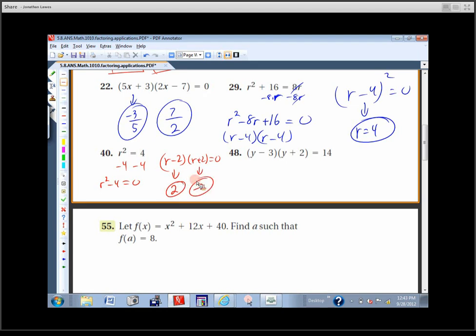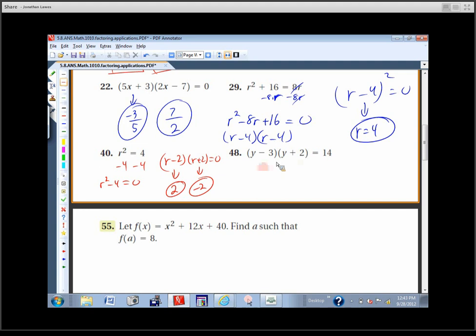Does anybody know another way to solve that one? John? Take the square root of both sides. If you put a square root in the problem, you've got to put a plus or minus. Square root of r squared would be r. Square root of 4 would be 2, but you've got to put the plus or minus there. We'll actually solve them using that technique later on in this course.